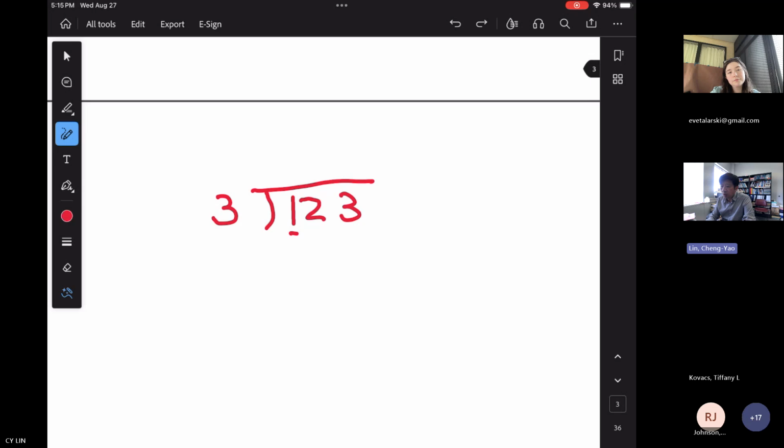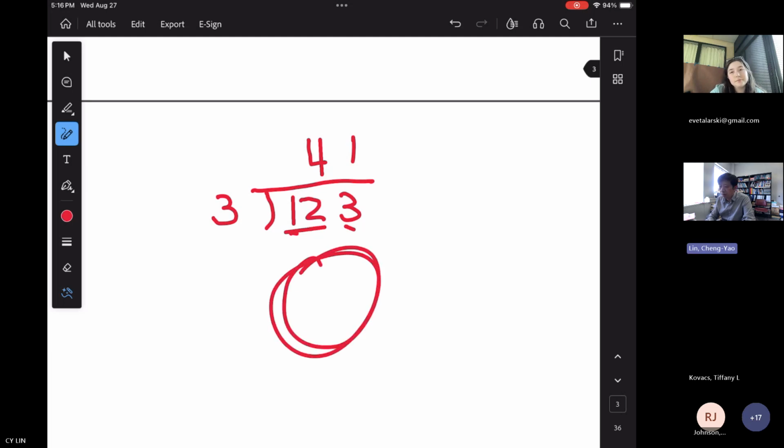So 1, not enough. Now can we move on to the next place value? 12 divided by 3, enough or not enough? Enough. Then I'll put 4 there. 4 times 3 is 12. Is that right? Yes. So we don't want to write down 12 at all because this is quick. You just write the answer. What about 3? 3, enough or not enough? Enough. The answer is 41.